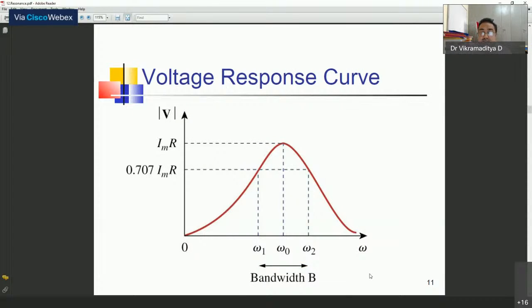Now the voltage response, and you will be surprised to know that the voltage has the same curve as that of the current, and again you can find the half power frequencies, that is omega 2 and omega 1, and the resonance frequency will also occur at the maximum value of the voltage. Thereby from voltage, power and current you can find all three things.